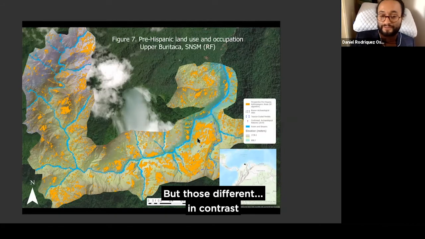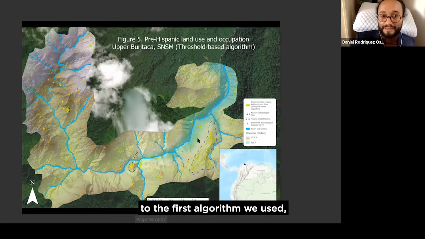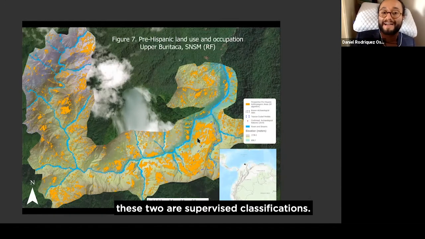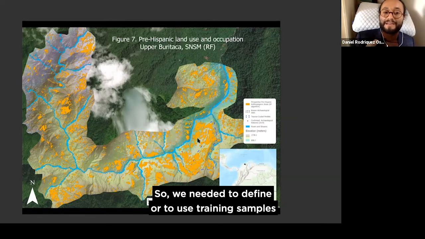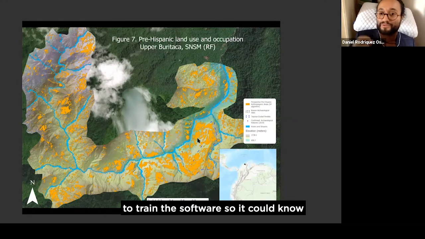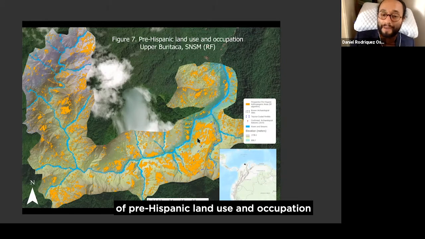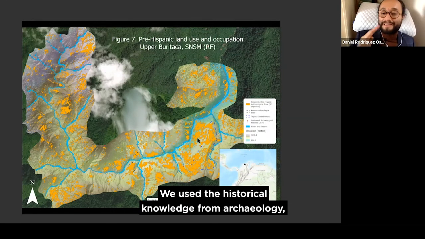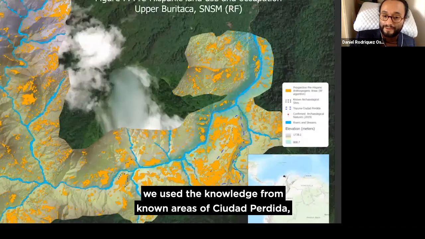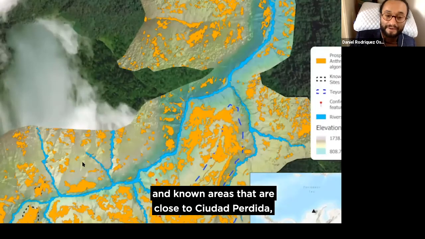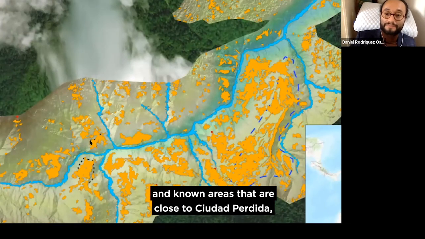In contrast to the first algorithm we used, these two are supervised classification. So we needed to use training samples to train the software so it could know what is an archaeological site, or what is a prospective area of pre-Hispanic land use and occupation. We used the historical knowledge from archaeology, and the knowledge from known areas of Ciudad Perdida and areas close to it.